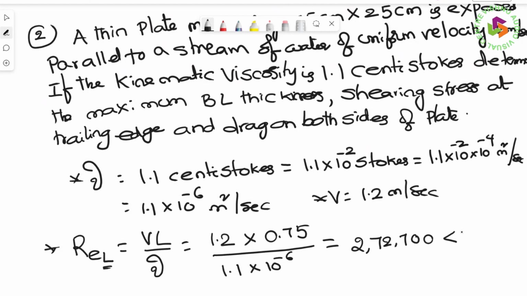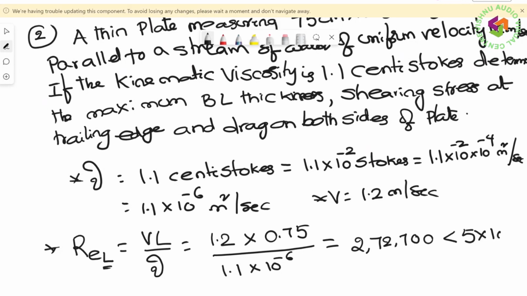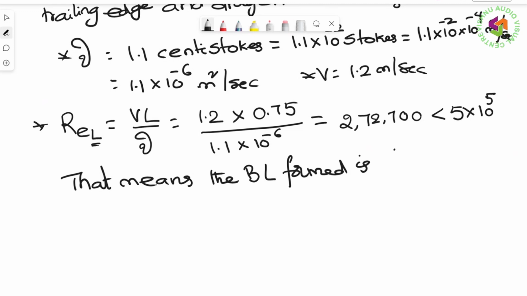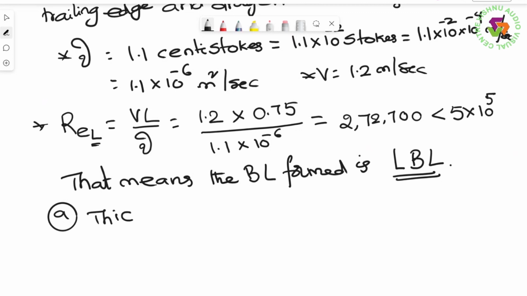2,72,700, which is less than 5 into 10 to the power of 5. That means the boundary layer formed is a laminar boundary layer. Confirmed. Then afterwards, now part A, what is the thickness? He asked for the maximum thickness, at the trailing edge.